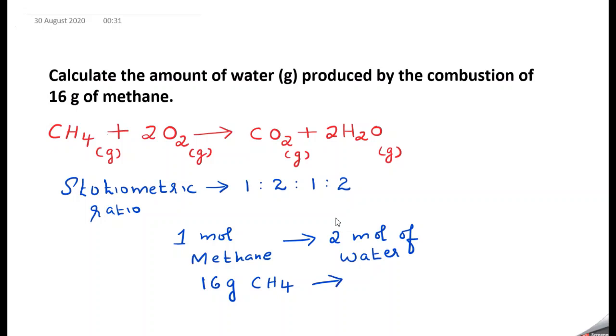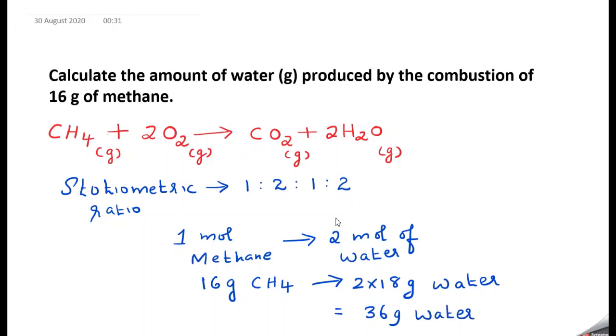So 2 moles means 1 mole of water has a mass of H2O, that is 2 into 1 plus 16, 18. So 2 into 18. So I can say it will give 2 into 18 gram of water. In the question also they have asked you, 16 gram of methane is giving how many gram of water. So what is my final answer then? My final answer is 36 gram water.